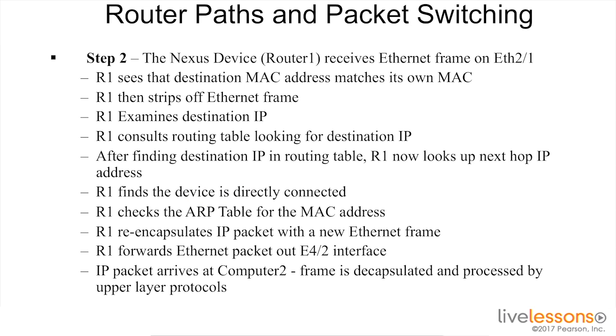Next, the Nexus device, router 1, or the default gateway, receives the Ethernet frame on Ethernet 2/1. Router 1 sees that the destination MAC address of this packet matches its own MAC address. It then strips off the Ethernet frame, examines the destination IP, and consults its routing table looking for that destination IP. After finding the destination IP in the routing table, Router 1 now looks up the next hop IP address.